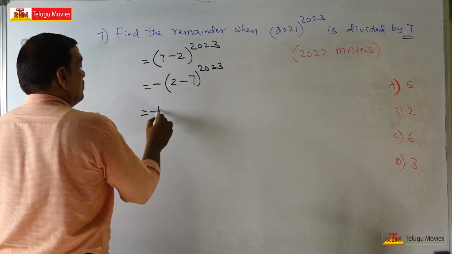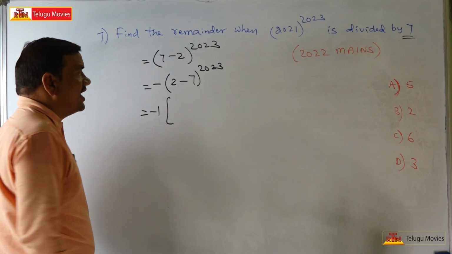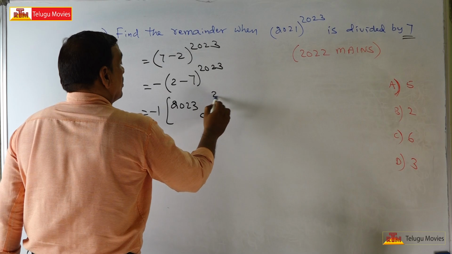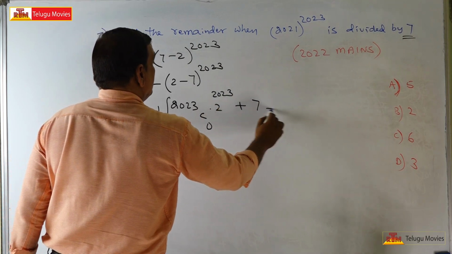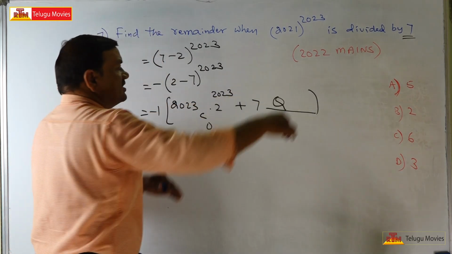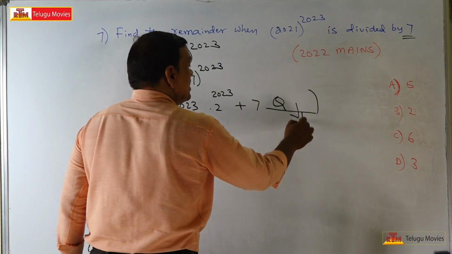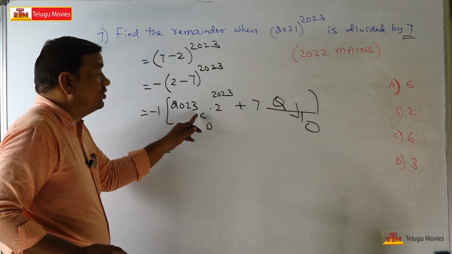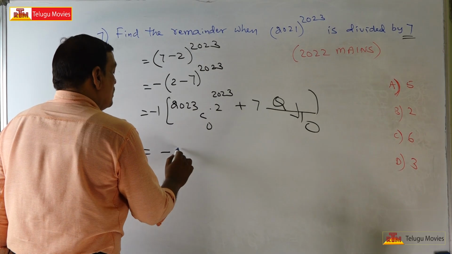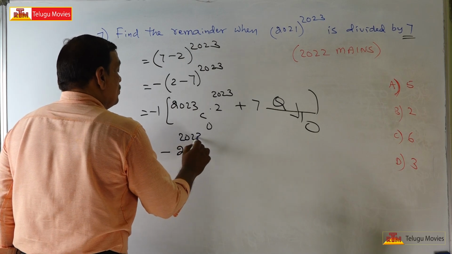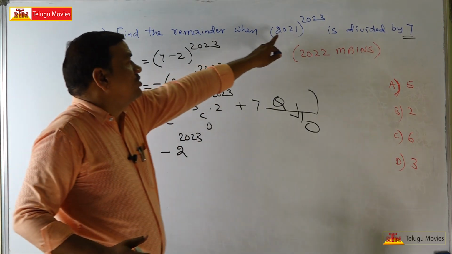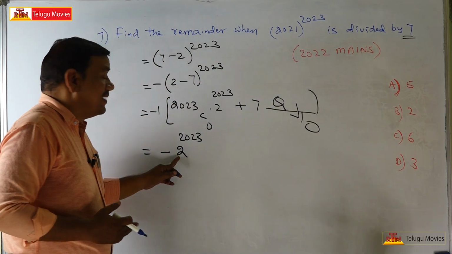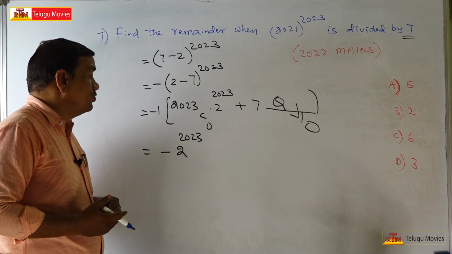So this is equal to minus 1 into, again by binomial expansion, 2023C0 into 2 to the power of 2023 plus 7 into something. Definitely a multiple of 7 you will get, so here the remainder is 0. Forget about this. On the whole, minus, 2023C0 value is 1, so it is 2 to the power of 2023. So I reduced the problem to minus 2 whole to the power of 2023.